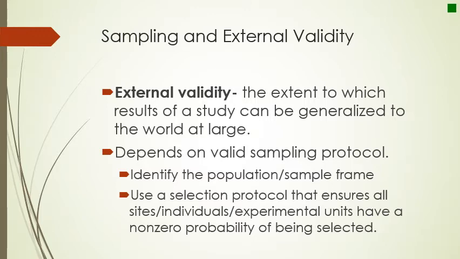The second thing that's key is to use a selection protocol that ensures all sites, individuals, experimental units, whatever you're sampling, have a non-zero probability of being selected. So in order to generalize from your sample to a larger population, you have to ensure that every item within that larger population at least has some probability of being sampled.